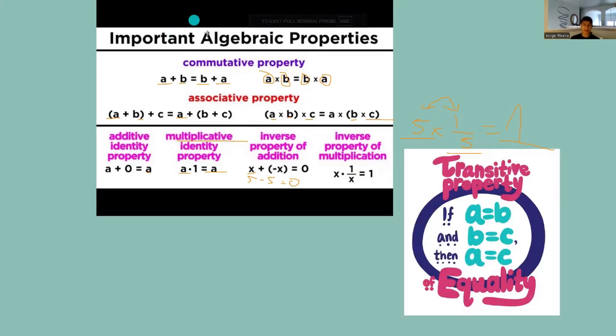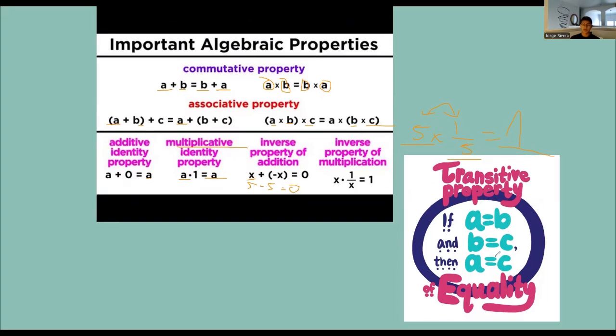Another thing, the transitive property. Basically what this is saying is that if a equals b, and b equals c, then a is also going to be equal to c, because if this is b, then b is also this, and then a equals c.